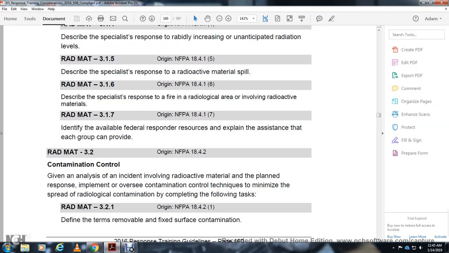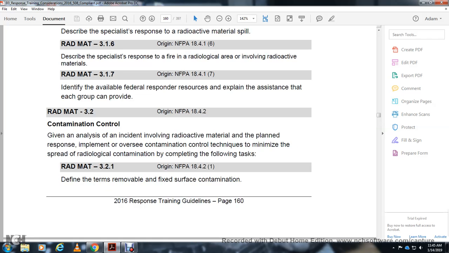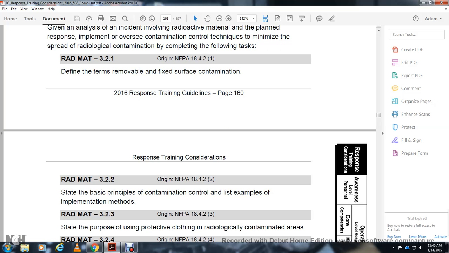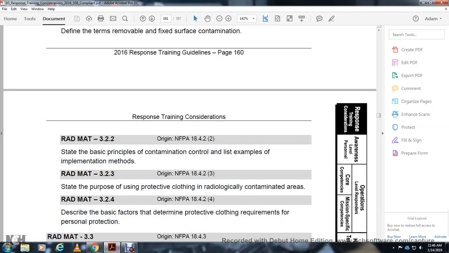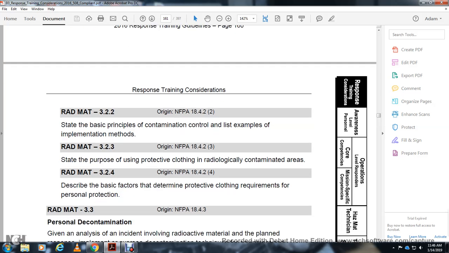Contamination control. Given the analysis of the incident involved with the radioactive material, plan the response and implement the oversight of the contamination control technique to minimize the spread of the radiological contamination, completing the following tasks. Determine the terms of removal of the fixed surface contamination. State the basic principle of contamination control. List examples of implementing methods for the purpose of protective clothing in radiological contaminated areas. Describe the basic facts of determining protective clothing requirements of personal decontamination.